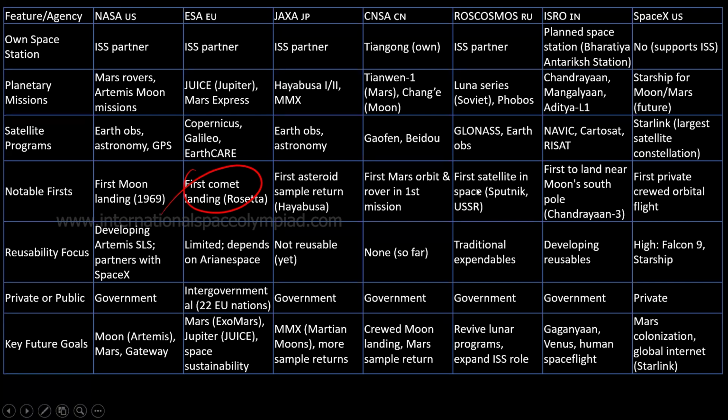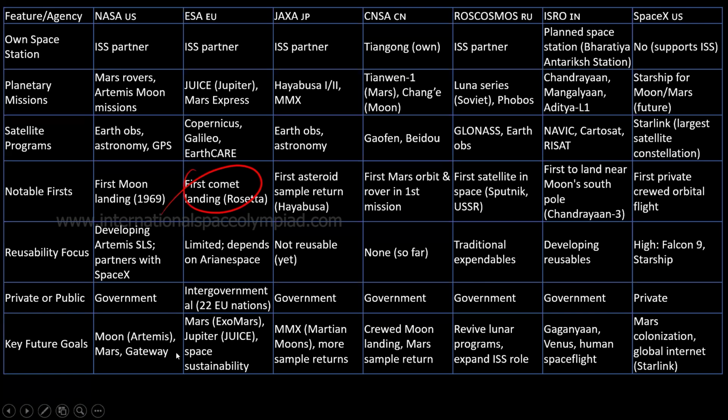Then first satellite in space. Then first to land near the moon's south pole. Then first private crewed orbital flight. Reusability focus, so the space shuttle they had. Now Artemis is also reusable, and in partnership with SpaceX there is Falcon 9 and Starship, which is also planned as a reusable vehicle. Then India is developing a reusable vehicle called RLV, the reusable launch vehicle. Now this is intergovernmental, meaning 22 European Union nations are in ESA. NASA is purely government, then JAXA, CNSA, Roscosmos, and ISRO.